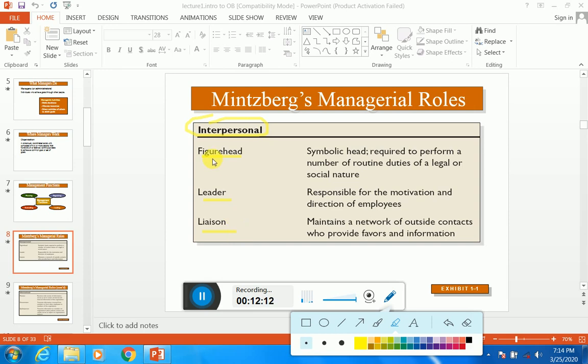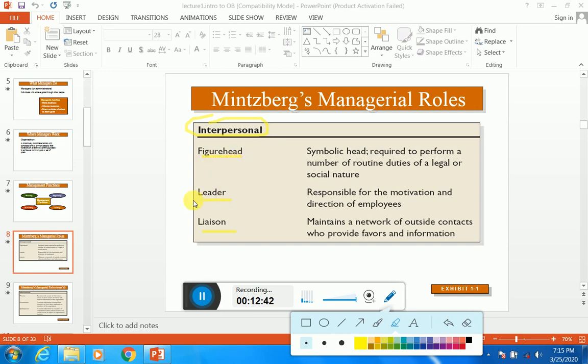Figurehead. Figurehead simply means the icon representative of the organization. For example, when the president of a college hands out diplomas at commencement, or a factory supervisor gives a group of, let's suppose, school students a tour of the plant. Such representation of the management or such activity is considered as a figurehead.